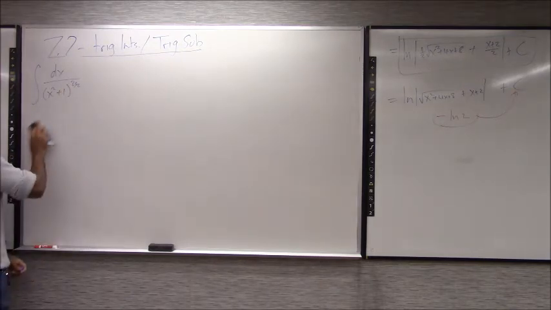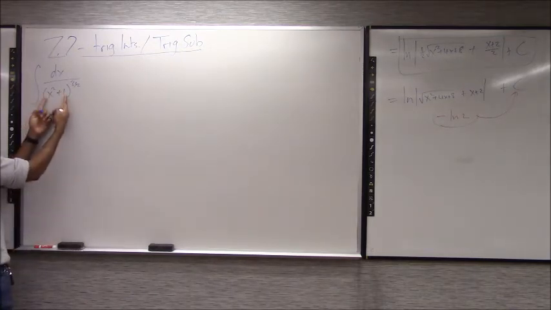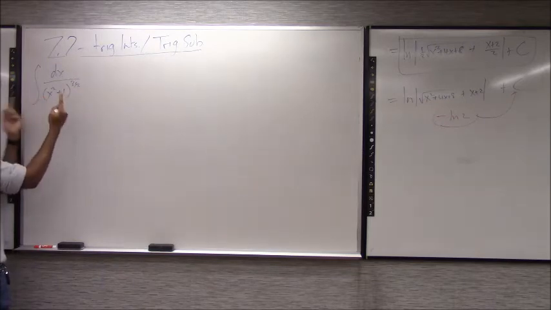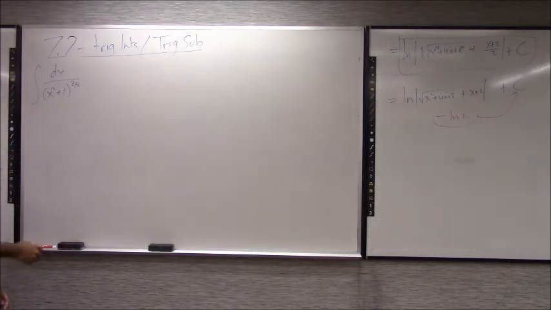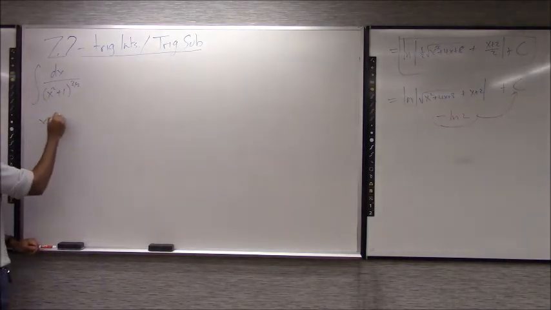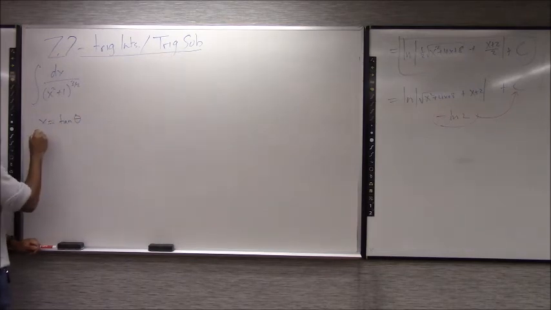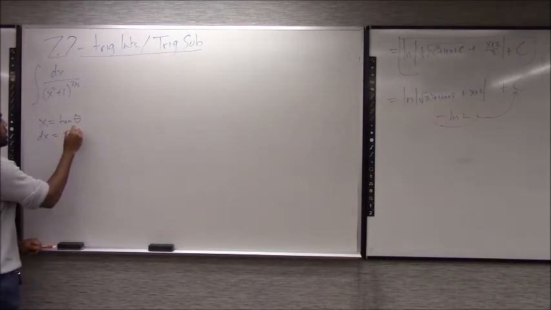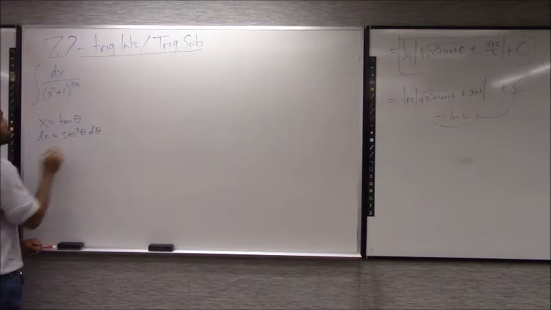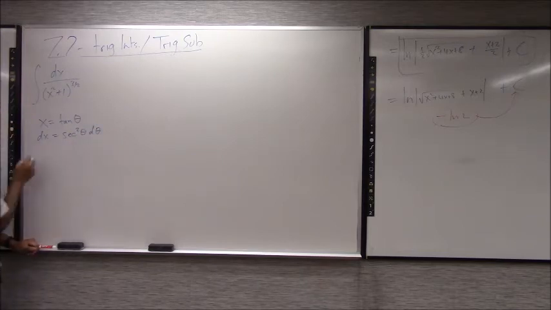But again, I would recognize this here, x squared plus 1. My a is 1, and my x is x. This is just a tangent substitution. My x would just be tangent theta. So my dx would be secant squared theta d theta. And so now I'm just going to plug these guys in.